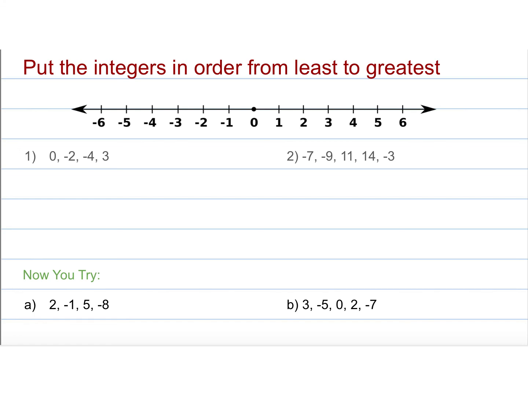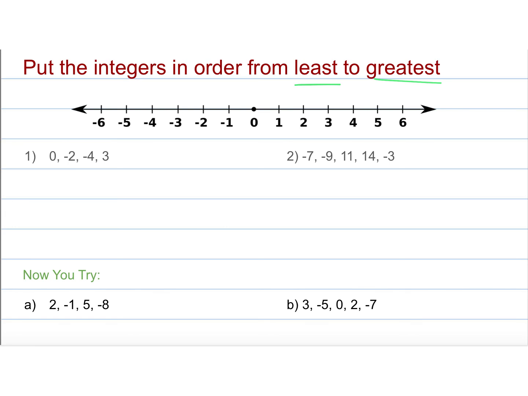Now we're looking at putting them in order from least to greatest. Again, always pay close attention to what the question's asking, if it's least to greatest or greatest to least. You can use the number line to help you, just thinking about the least is going to be the farthest to the left on the number line, and greatest is going to be farthest to the right. So I'm going to use the number line for the first one, and then we'll try to do some without it as well.